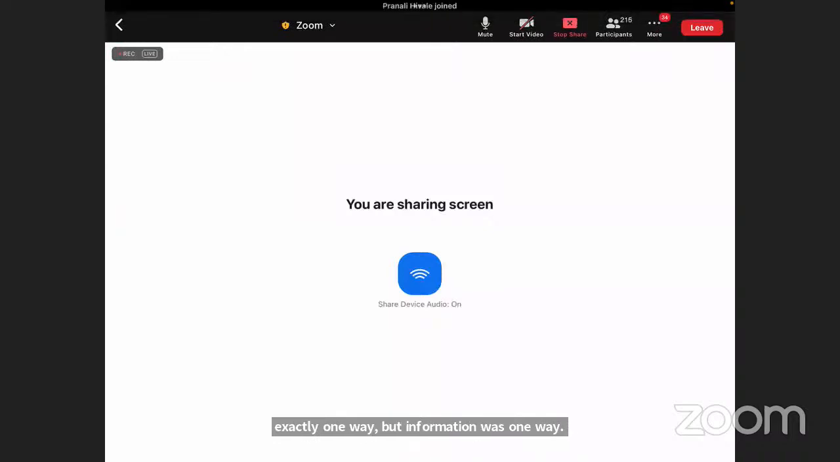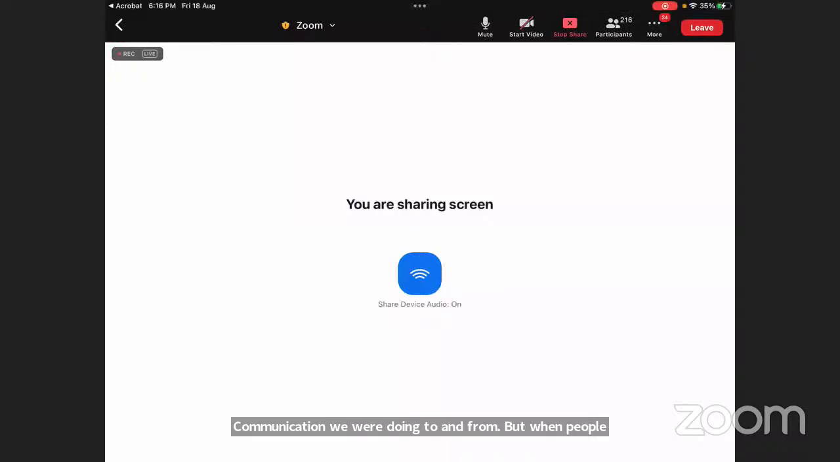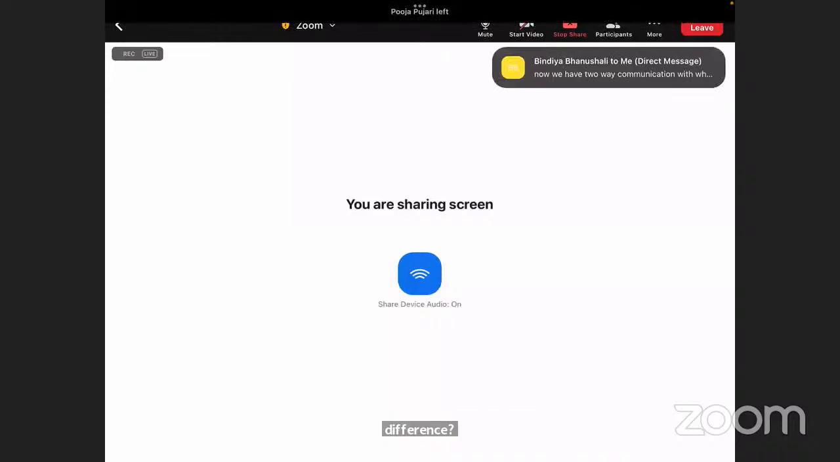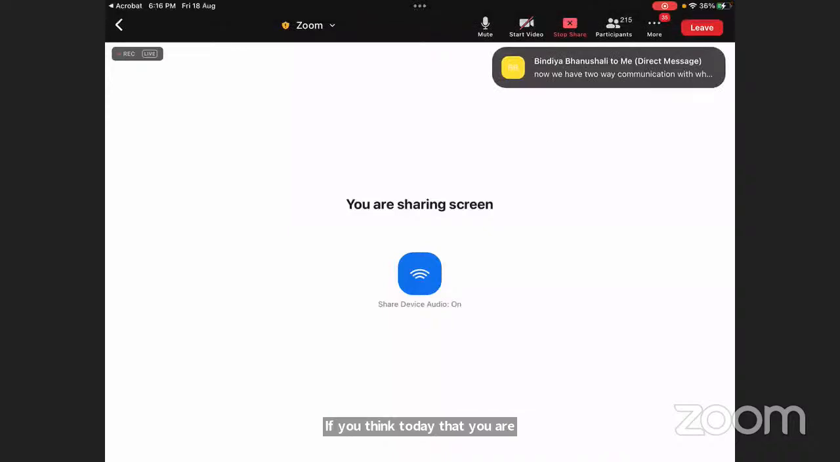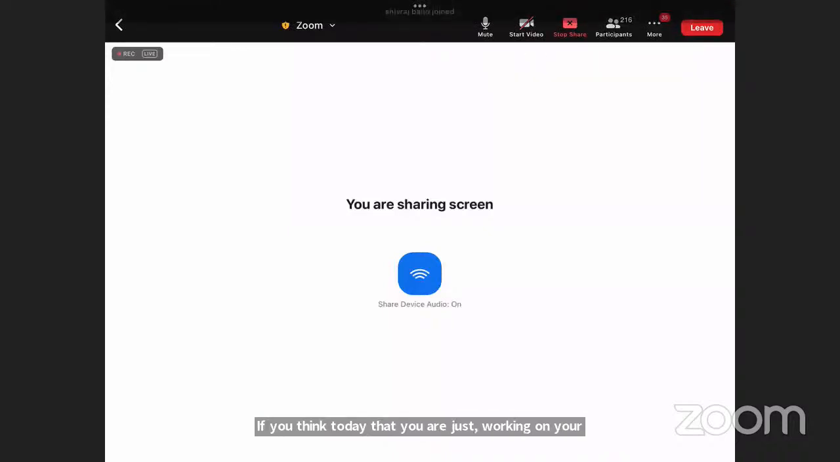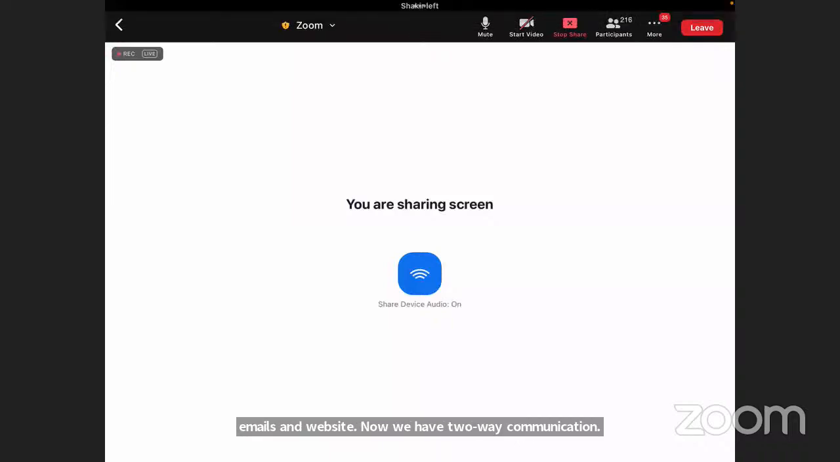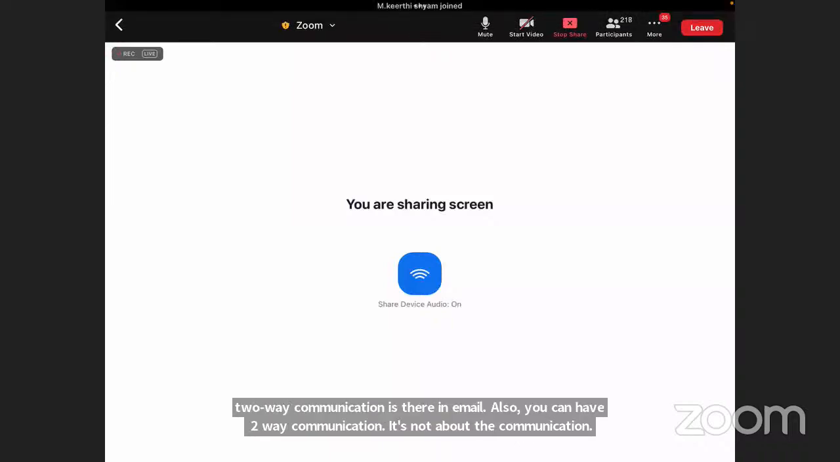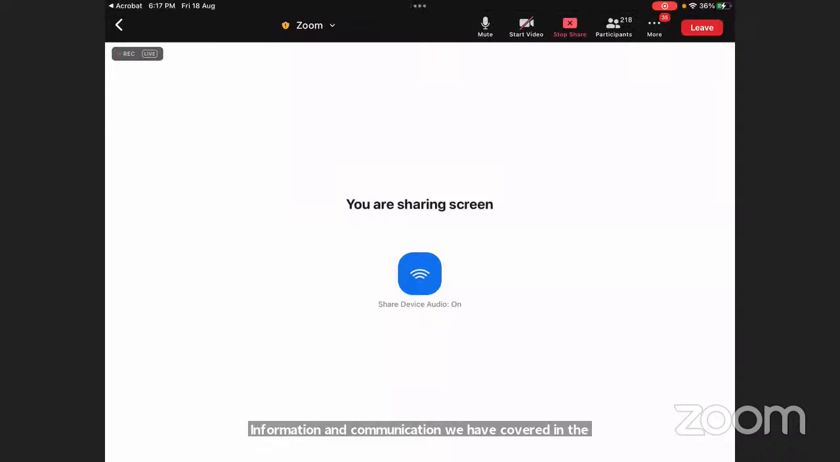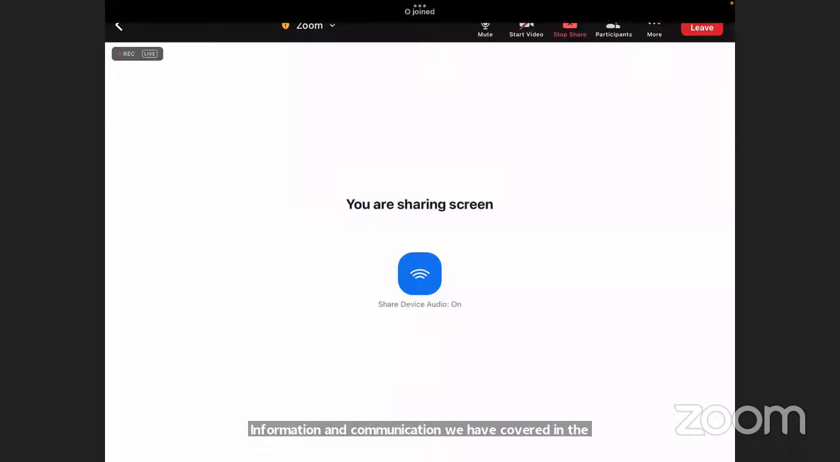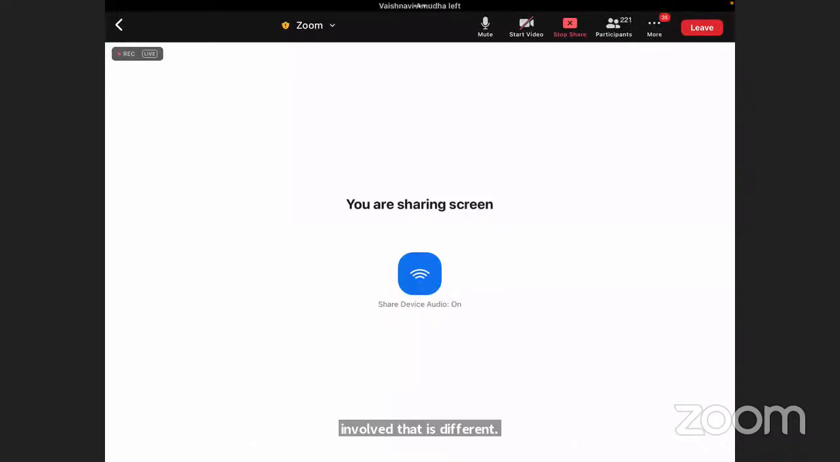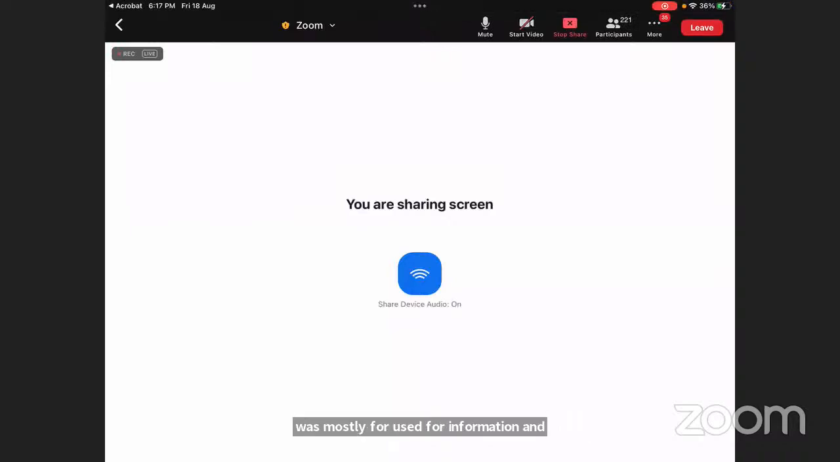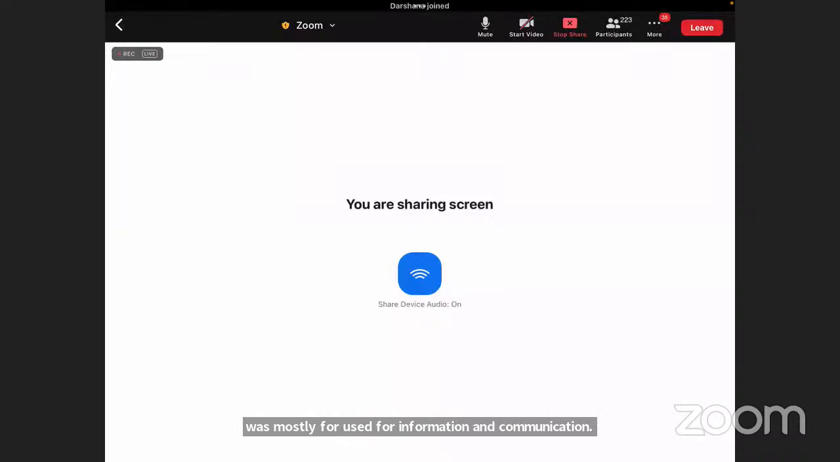What is the difference? If you think today that you are just working on your emails and websites, now we have two-way communication. No, two-way communication is there; in email also you can have two-way communication. It's not about communication there. Information and communication we have covered in the first phase of the internet. It got much better and evolved, that is a different thing. But people were never part of the internet at that time.